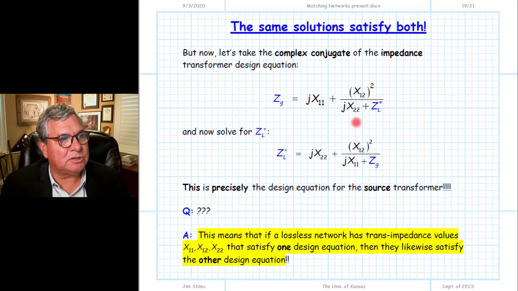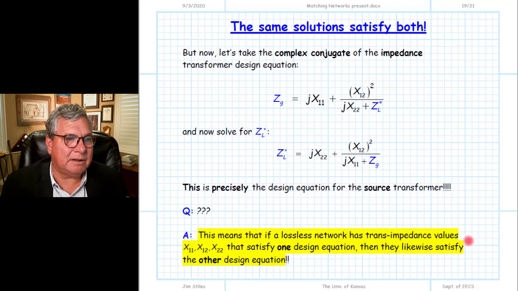If we start with our first design equation here for trying to transform our load into the proper input impedance, we take the complex conjugate of both sides and then solve for the complex conjugate ZL, then we get this result. And this is precisely the design equation we had for the source transformer. And so we show that those two design equations are in fact the same design equation.